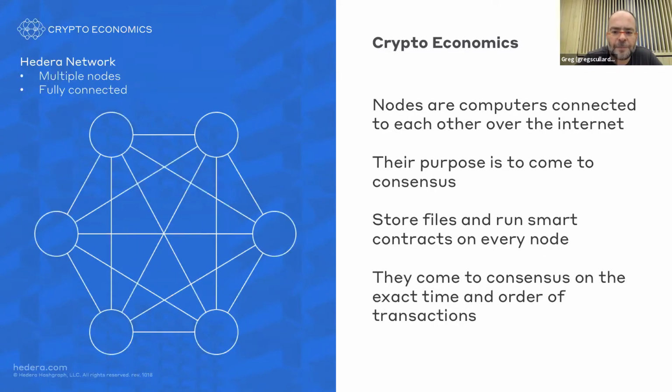So this is a network. It's a bunch of computers, and they all come to consensus, as we've discussed earlier. If you store a file, they all store that file. If you run a smart contract, they all run the smart contract. And they come to consensus on what the results are. They come to consensus on what you're storing. You're feeding in transactions, and they agree on the exact time of each of those transactions and the order they came in. That's their job.